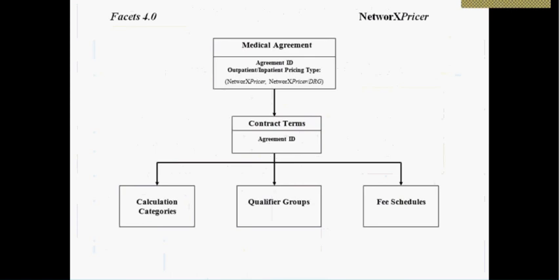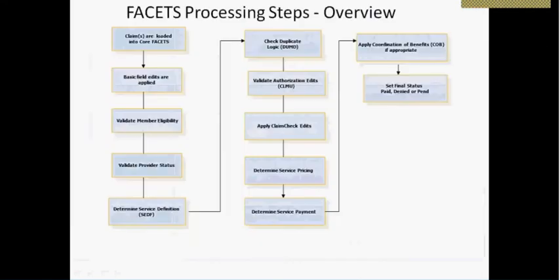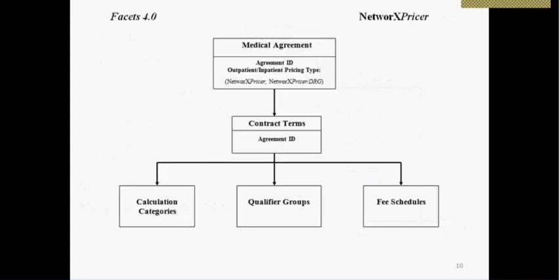All right. So the agreement will spell out the contract terms, and the contract terms will have the different calculations under which it is defined by the category, and it has some groups, and in addition to that, you have fee schedules under which the claim has to be paid. So this particular model where you define your agreement and all is called your networks pricer.